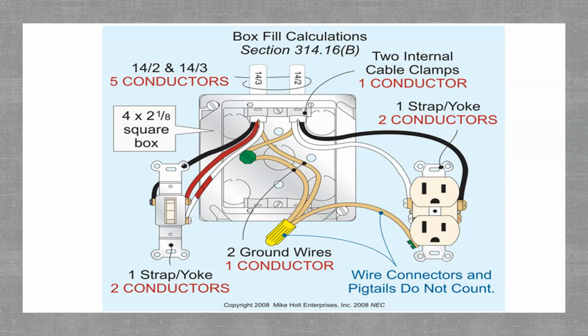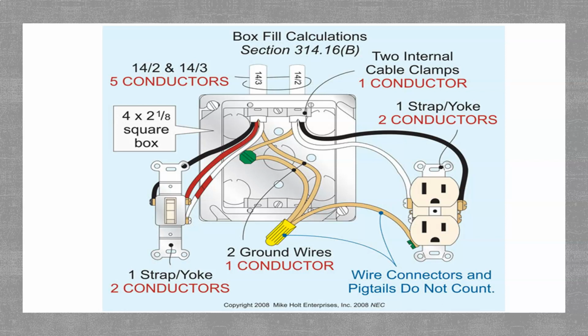Next we see we have 2 internal cable clamps for those cables. Once again, regardless of how many cable clamps we have, we count the total number of them as only 1 allowance. So even though there are 2 internal cable clamps, we only need 1 allowance.